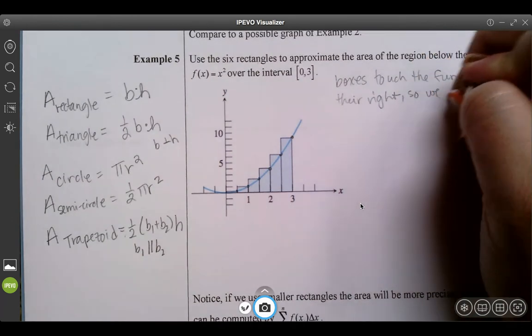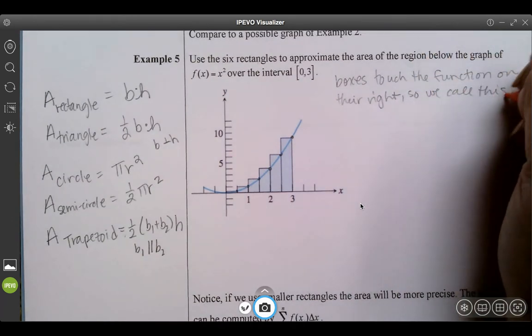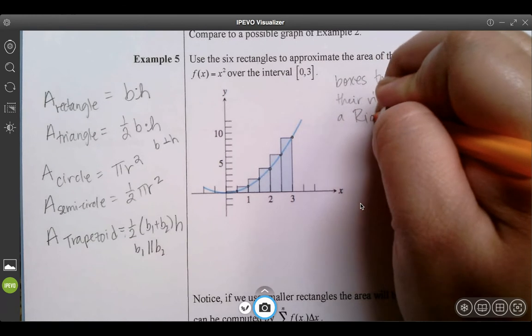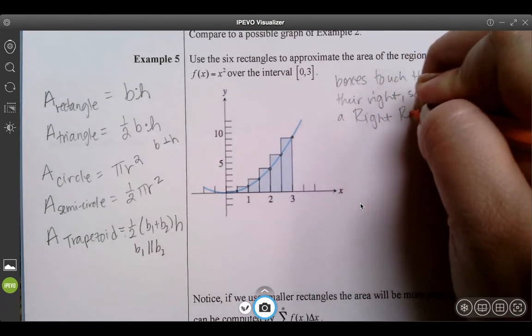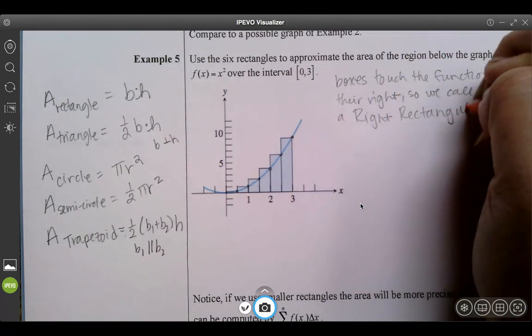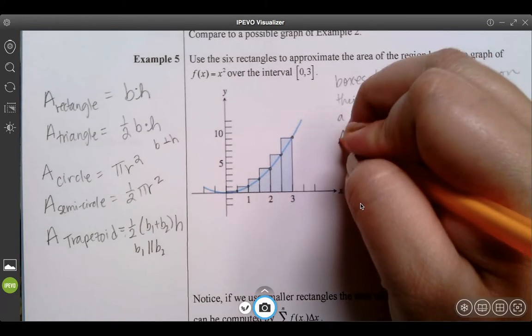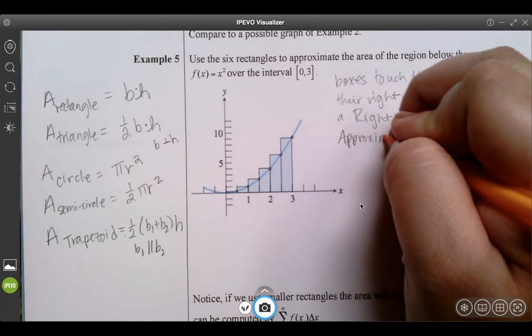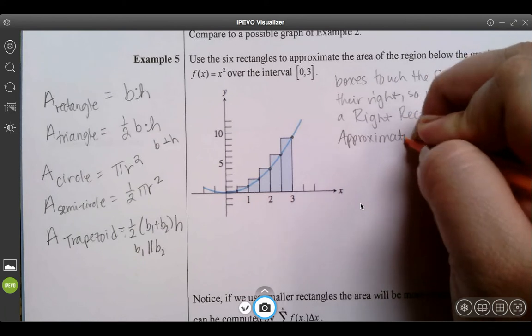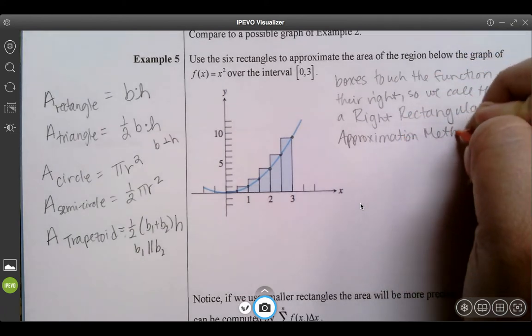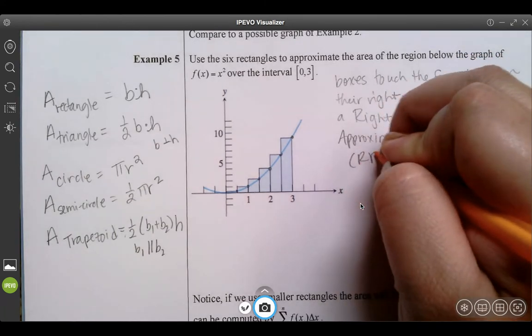So we call this a right rectangular approximation method, abbreviated RRAM.